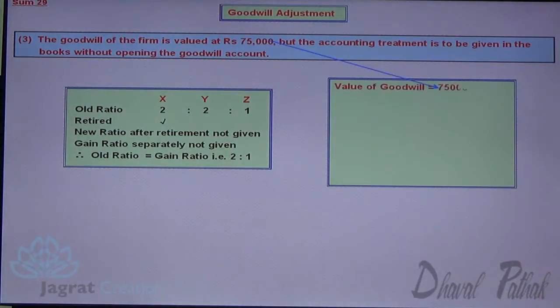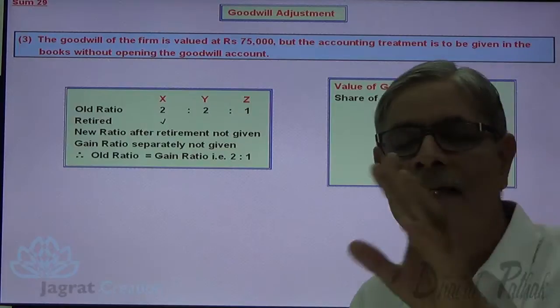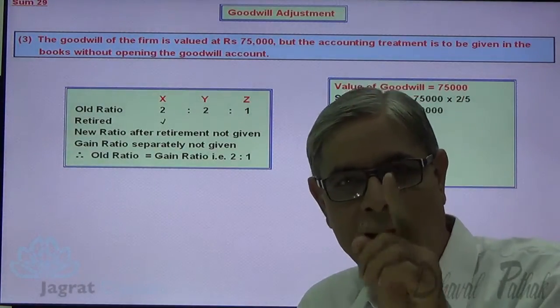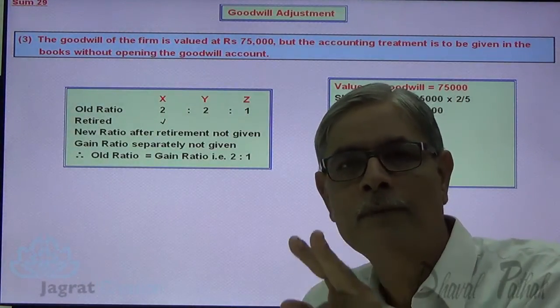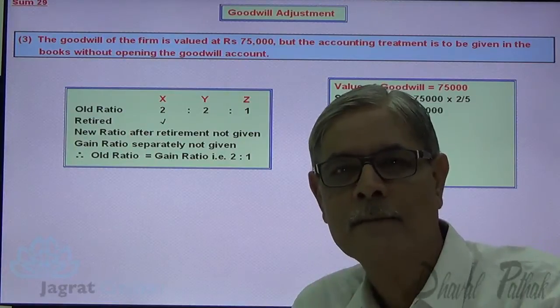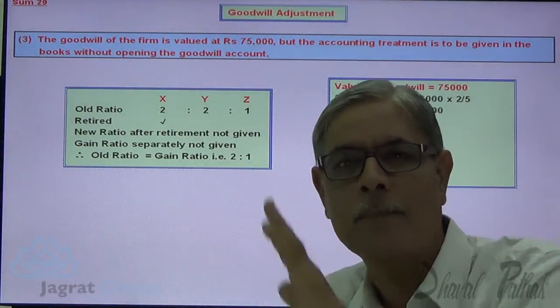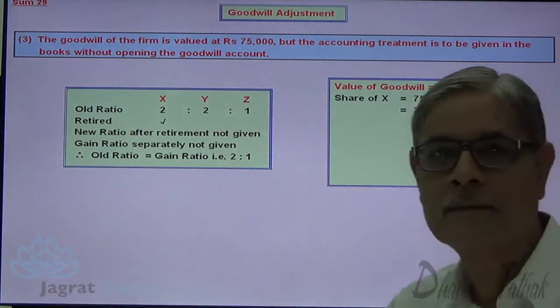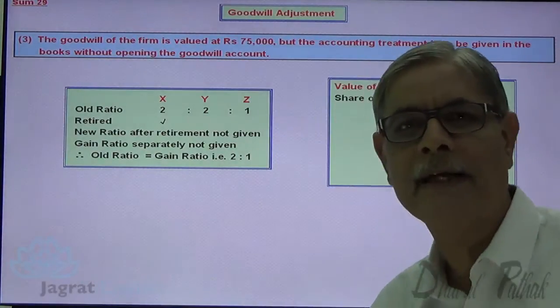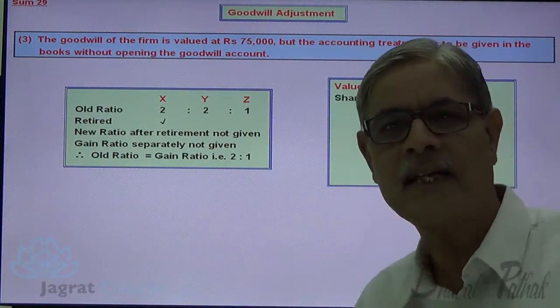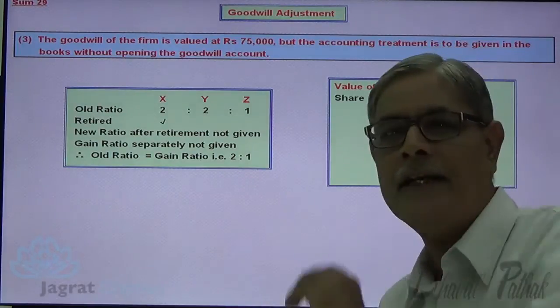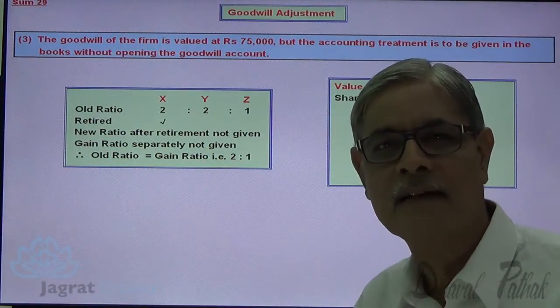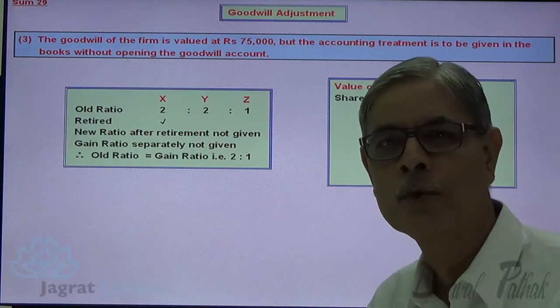So 75,000 into 2 by 5 is the share of X in the increasing value of goodwill. So X gets 2/5 of 75,000 as his share of goodwill. That amount is 30,000. This 30,000 will be paid to X by whom? Y and Z. In which ratio? In the gain ratio. So this 30,000 is required to be distributed in the ratio of 2:1.